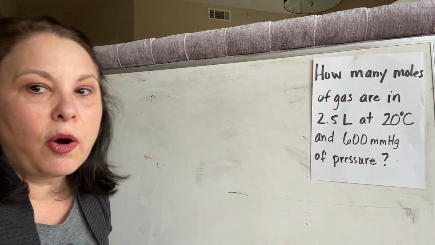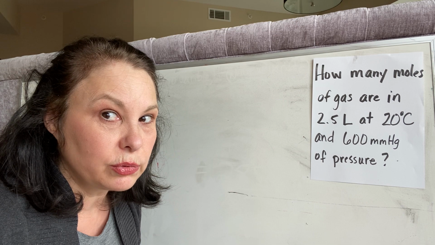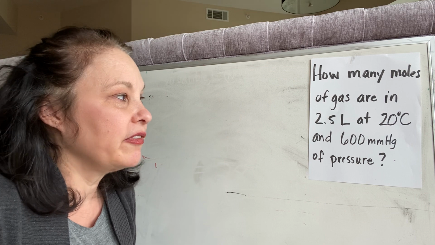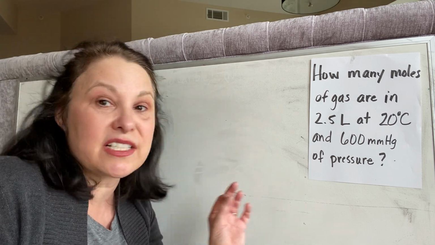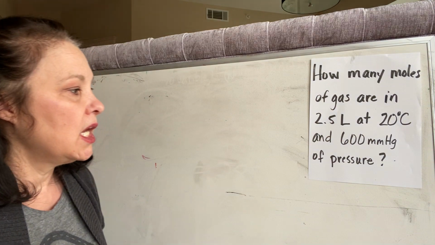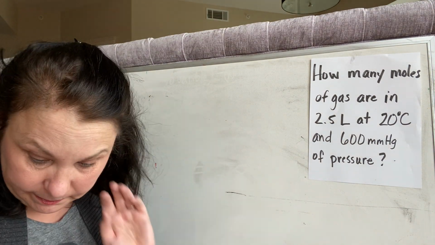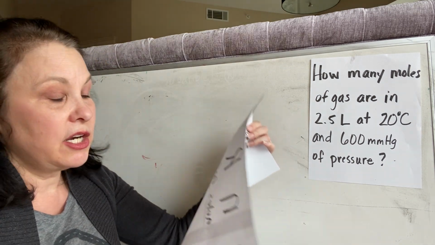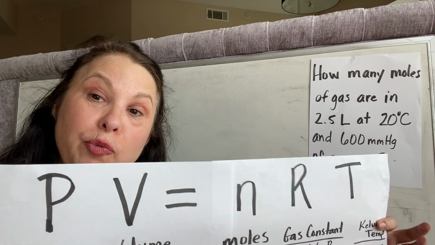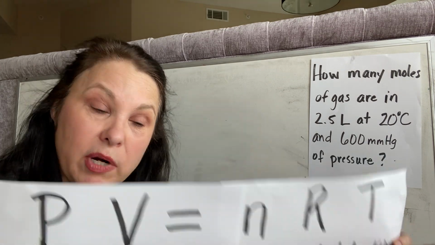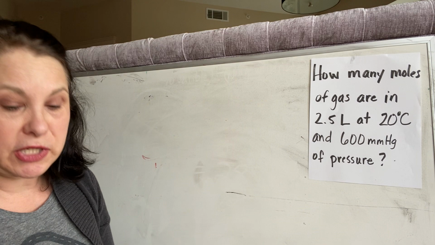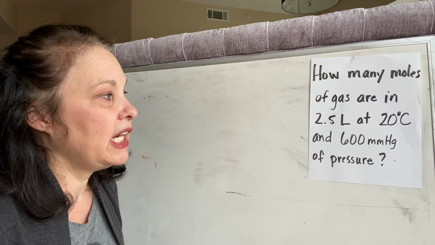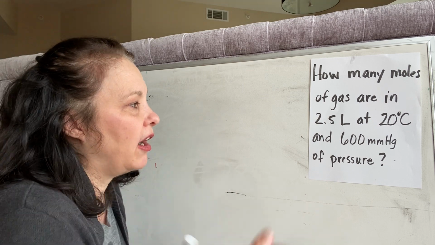Here we go. How many moles of gas are in 2.5 liters at 20 degrees Celsius and 600 millimeters of mercury of pressure? Okay, so, sounds like I need to be looking at my mole formula, right? That calls for a special formula. So I know that I'm using this formula because I just read the word moles, and that immediately points to this formula, okay? But just to be sure, let's go through and identify everything. 2.5 L is your volume.